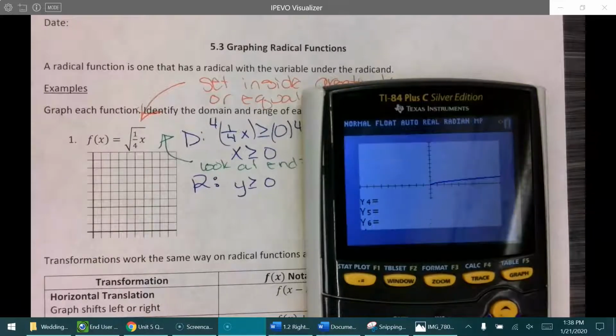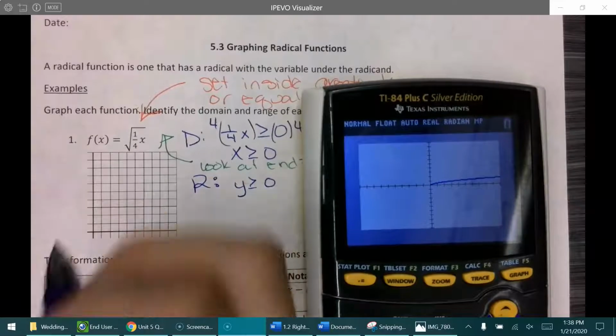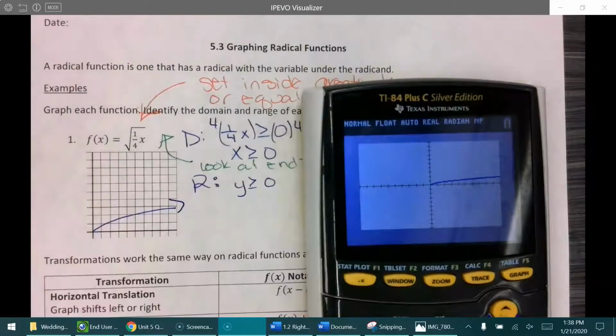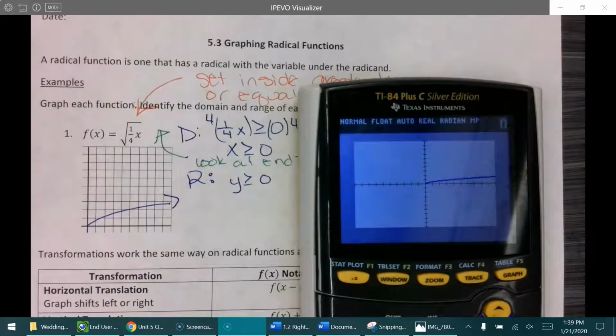Don't ask me. Anyways, this is what the graph looks like. Questions here? Okay.